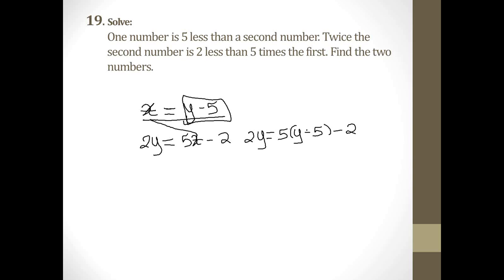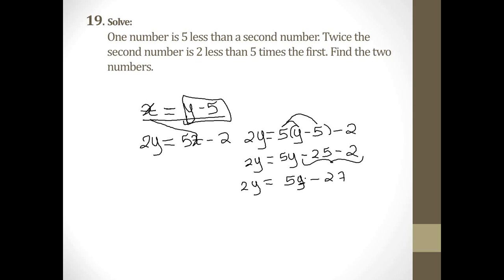I need to get rid of parentheses. These two are not like terms, so my only other option is to distribute the 5. So I have 2y equals 5y minus 25 minus 2. Combine like terms right here. I get negative 27. I bring down everything else. That's a y. Do not get it confused with a 9. I almost got confused, so that's why I'm saying that.